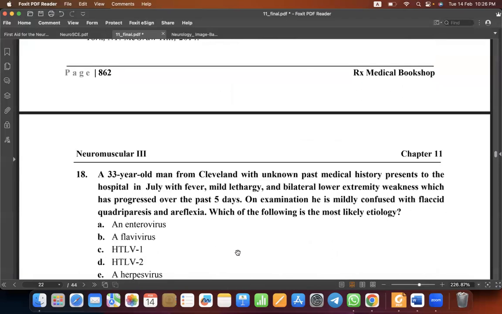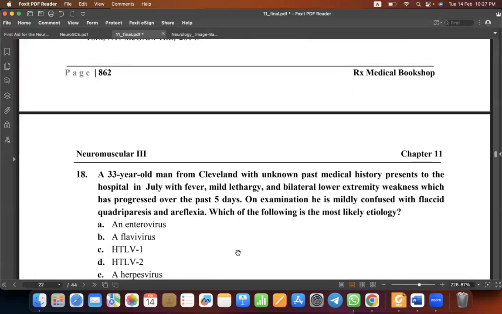Now, a 33 years old man from Cleveland with unknown past history presents to the hospital in July. July is very important. Remember this fact as well. There will be fever, mild lethargy, and bilateral lower extremity weakness that progresses over 5 days. The patient is confused with flaccid quadriparesis and areflexia. So a GBS-like feature. Cleveland patient, July is very important, having a GBS-like weakness.